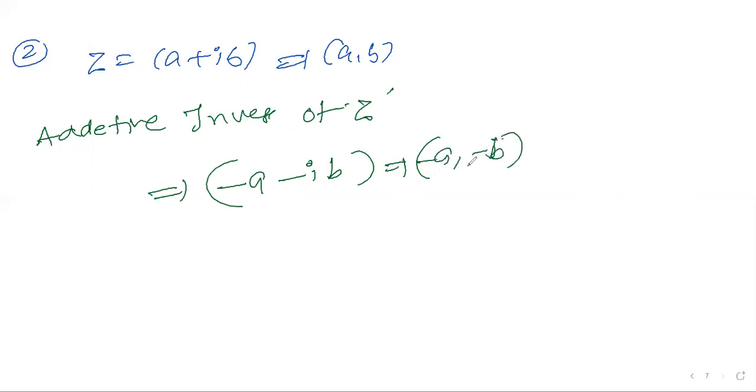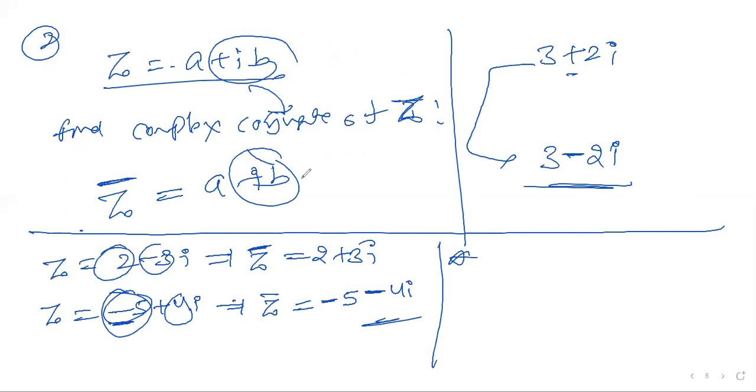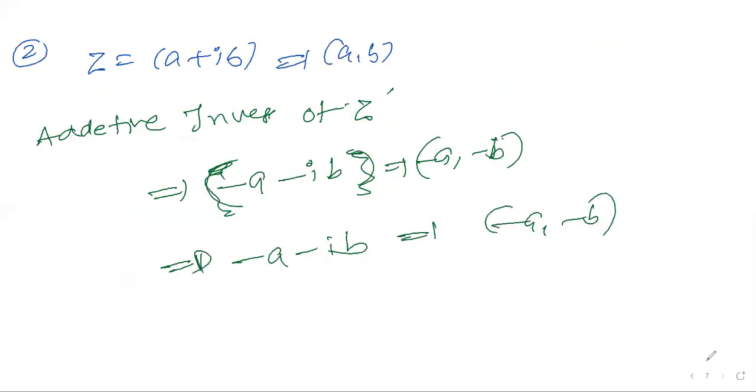Both are correct. Minus A comma minus B. If you put it in brackets, you can write minus A, minus B, or else brackets minus A comma minus B. Coming to the previous case, you can write A minus iB, or you can say A comma minus B. Both are correct only. Now if you want to take an example, Z is equal to 2 plus 3i. Find the additive inverse. What is the answer?